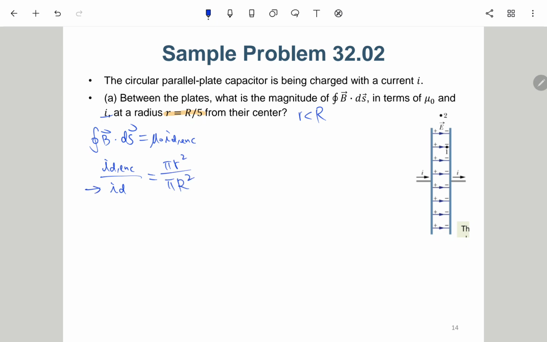Okay, so this is the full displacement current. This is the partial within the Amperian loop, or I should say enclosed by the Amperian loop. So this I_d is nothing but I here, and so we have I_d enclosed is nothing but r squared over capital R squared times I. So the integration of B dot ds is mu 0 I_d enclosed, which is mu 0 r squared over capital R squared times I.